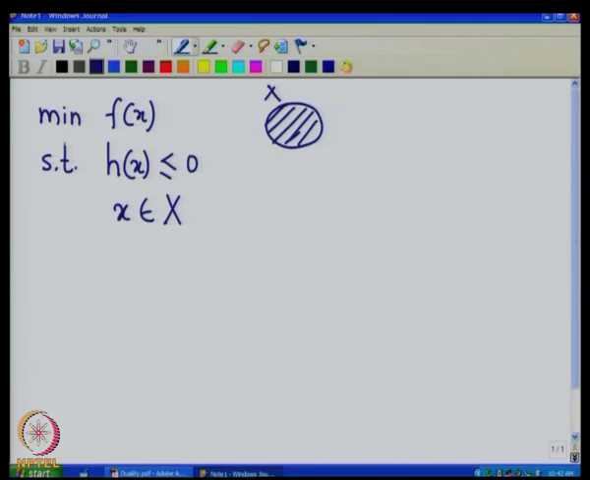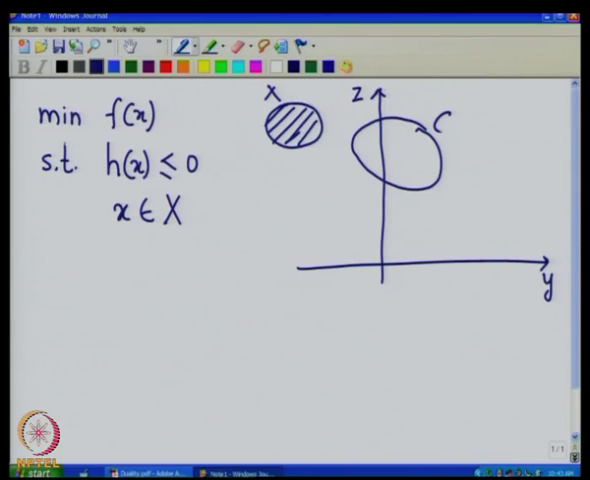and we have defined a new space. Let us call that space the yz space. Note that we have said that y is equal to h(x) and z equal to f(x) for every x in the set X. So, this set will get transformed to some set G. So, this set is transformed to the set G, and so the set G is going to be this set.